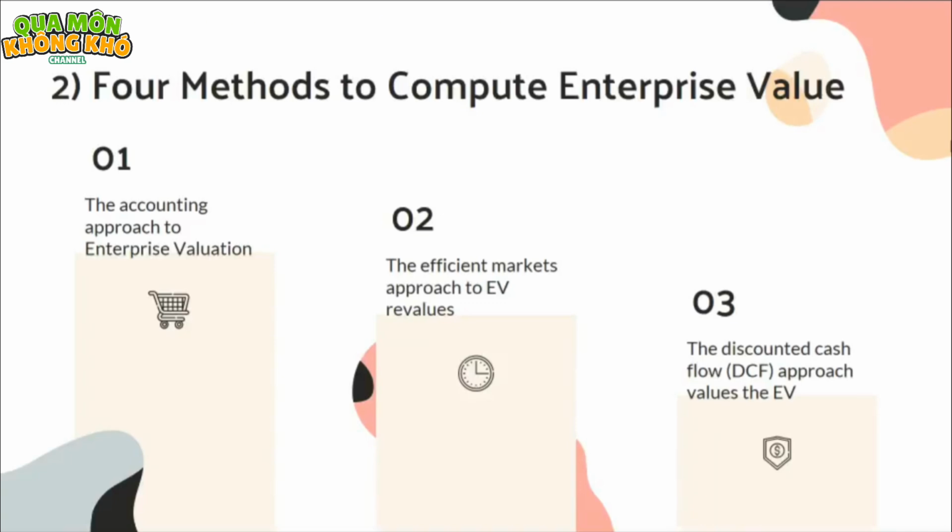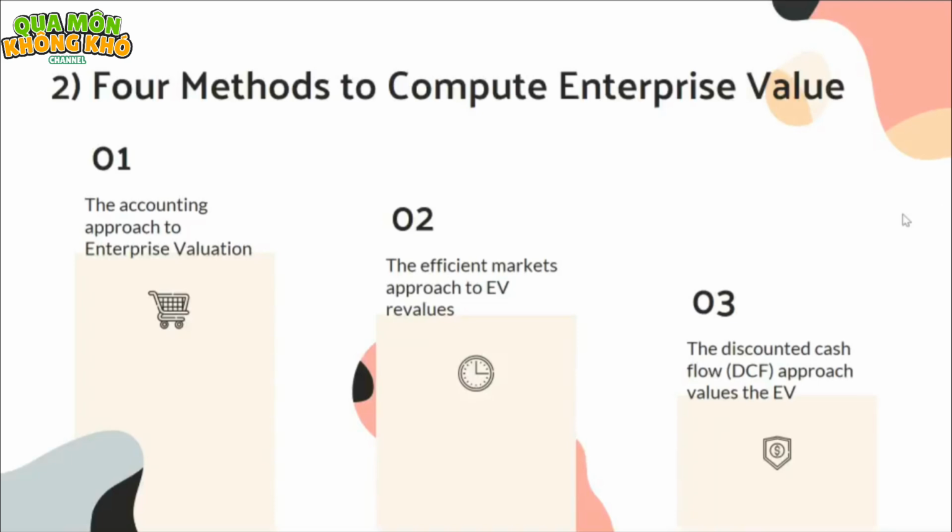The next one is the efficient market approach to EV, which revalues, to the extent possible, items on the accounting EV balance sheet at market values. An obvious revaluation is to replace the firm's book value of equity with the market value of the equity, to the extent that we know the market value of the other firm liabilities, debt, pension obligations. This market value will also replace the book values.